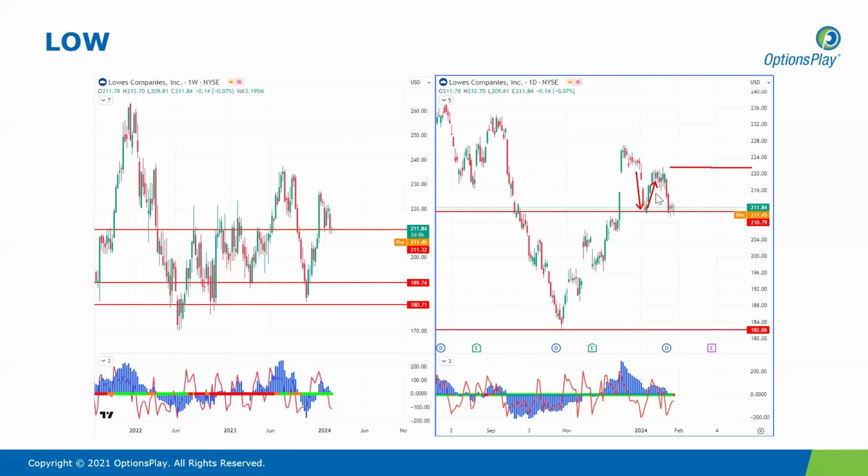Therefore, I'd be looking at potentially closing Lowe's early, somewhere close to break even, because price is back down to where we pretty much entered the trade, but Lowe's just isn't finding that momentum. Momentum is pretty much dead here on the 50-period CCI.